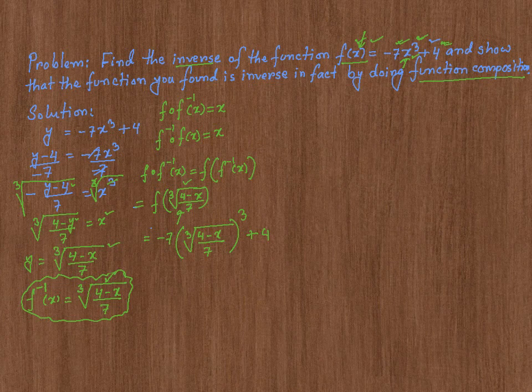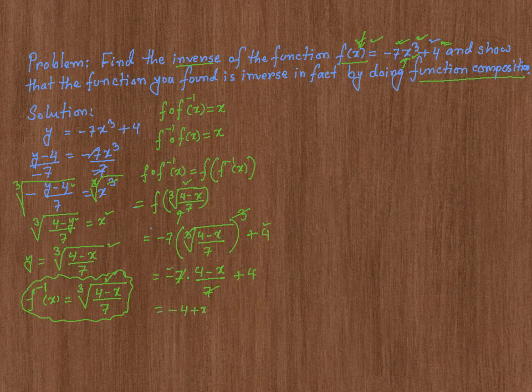Now note that cube and cube root are going to cancel. That's going to give you negative 7 times 4 minus x divided by 7, and then plus this 4. This negative 7 and 7 is going to cancel out. That's going to leave me negative 1 times 4 minus x.